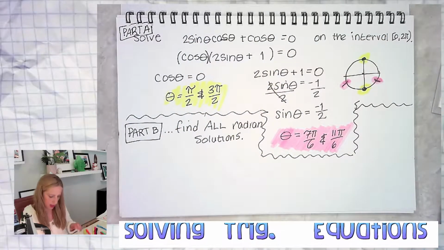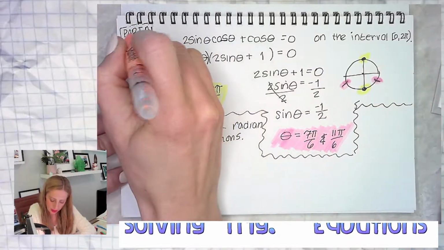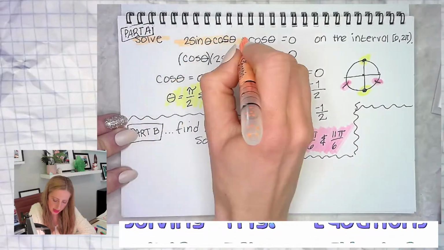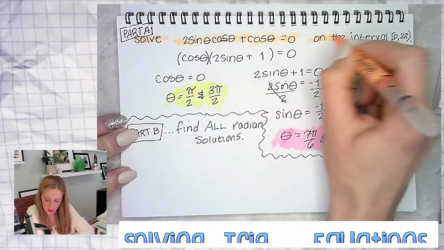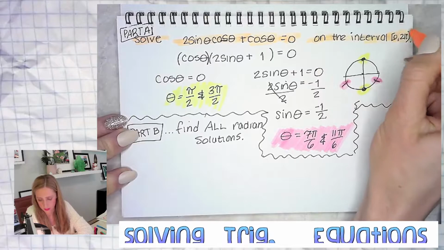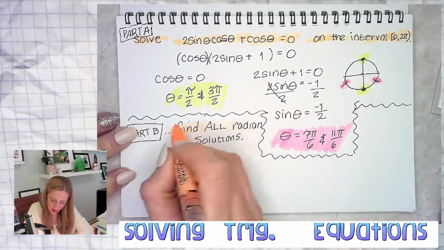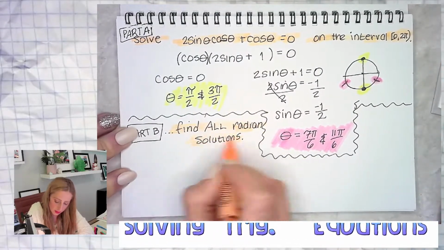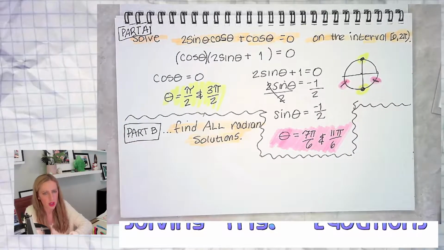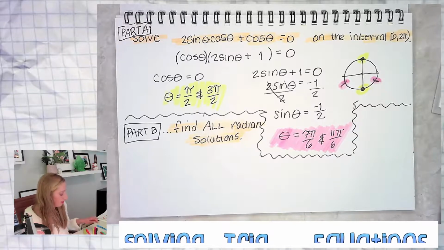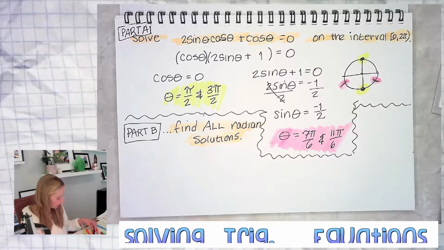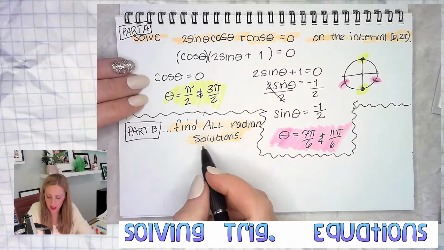Let me just grab my highlighter. So the main question is: solve that equation on the interval 0 to 2 pi. Whereas here, this part over here is find all radian solutions. So it's just sort of reworked a little bit, and we're just going to pick up where we left off.